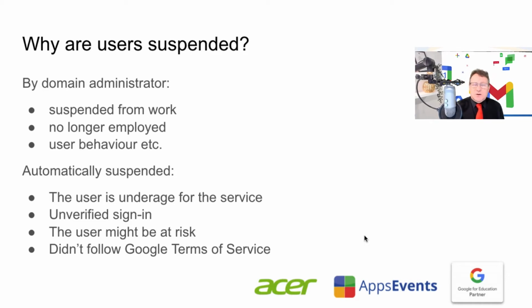You do also get automatic suspensions, and these happen when Google suspends the account for a particular reason. So it could be that the user has tried to access a service that they are underage for. Some of the services are age appropriate, so you have to put in a date of birth. If the date of birth means that you're under 13, the system will lock your account and then delete it thereafter. And I'll talk about that a little bit.